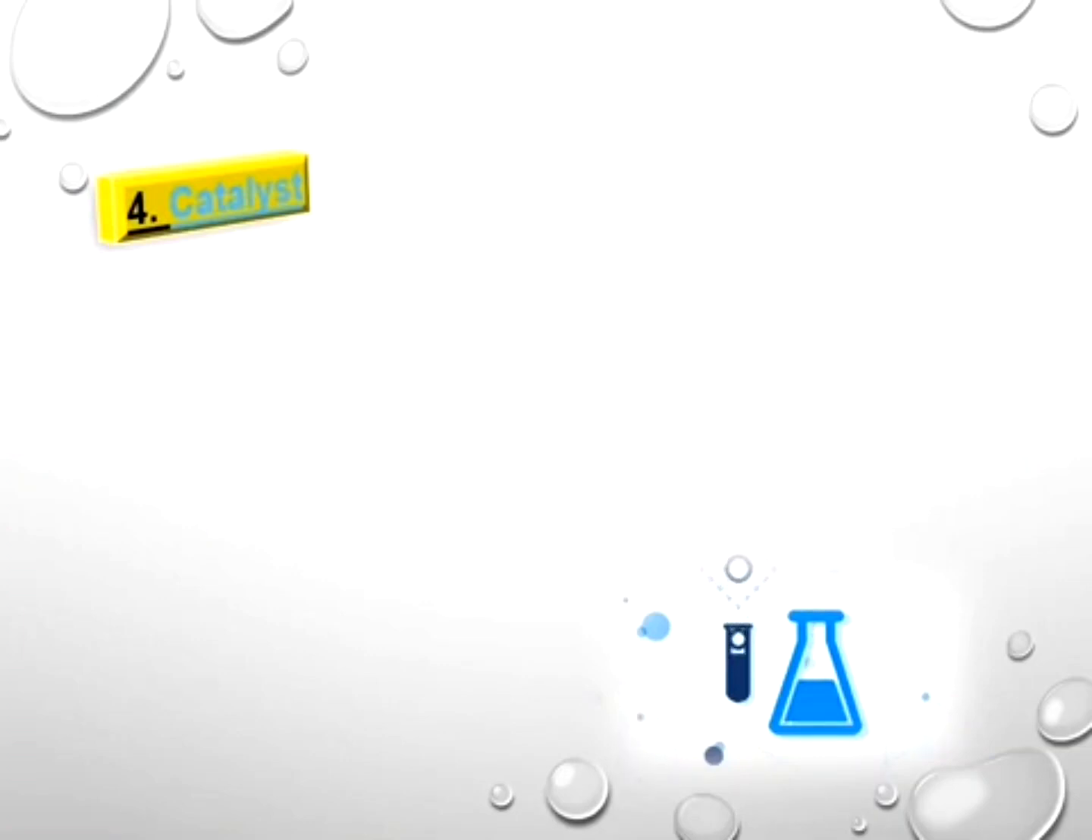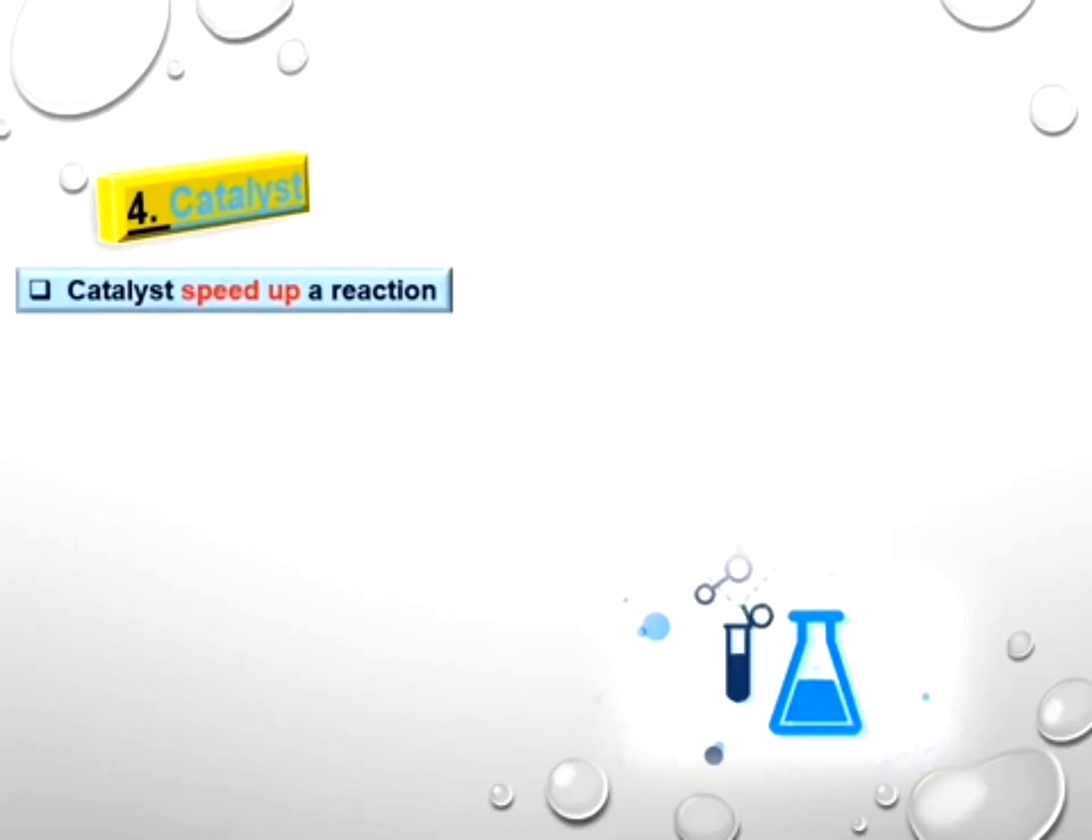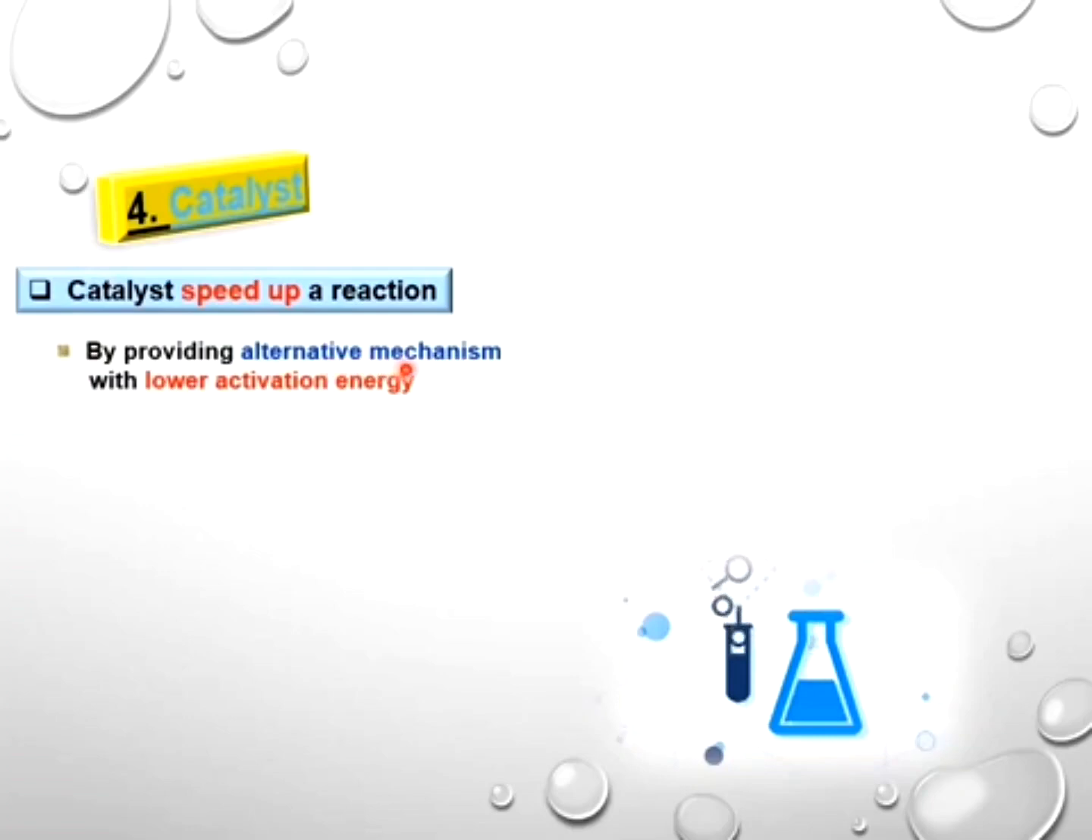Okay, adakah catalyst juga akan mengganggu sistem equilibrium? Okay, so actually catalyst will speed up a reaction. Dia akan mempercepatkan kadar tindak balas. Okay, di mana catalyst will provide alternative mechanism atau alternative pathway with lower activation energy. Okay, saya ulang, sama ada awak tulis alternative mechanism atau alternative pathway. Sebab nota kuliah awak pakai pathway with lowering activation energy.